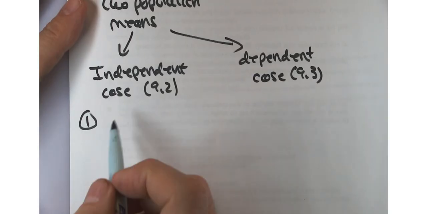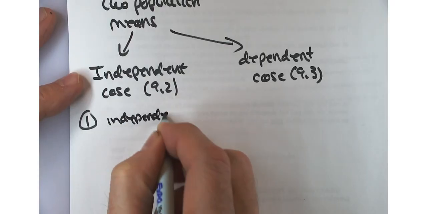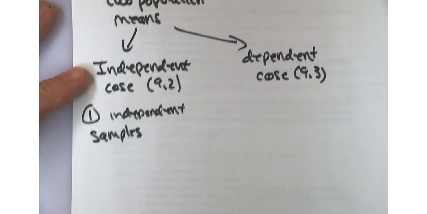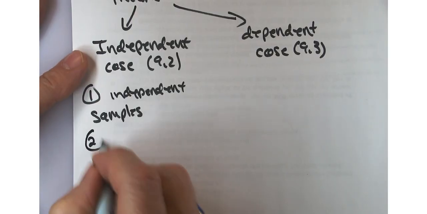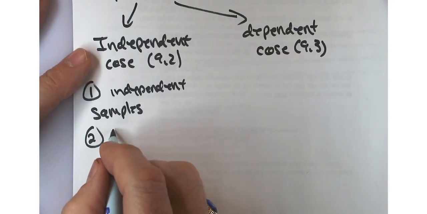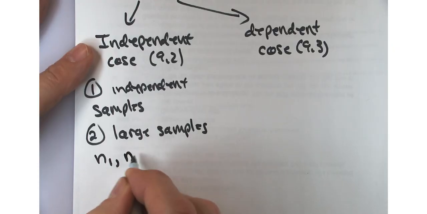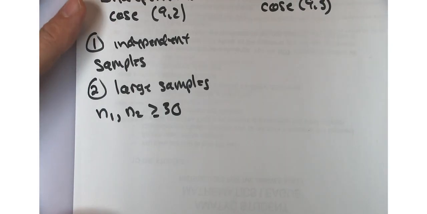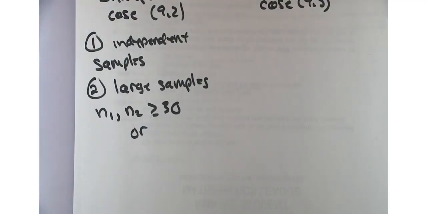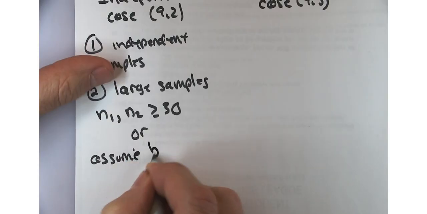So independent, we are going to assume that we have independent samples. That's the big assumption to start with. That's going to be the difference between Section 9.2 and Section 9.3. And one of these two things has to be true. Either we have large samples, and that is n1 and n2 are both greater than or equal to 30, or we assume that both populations are normally distributed.